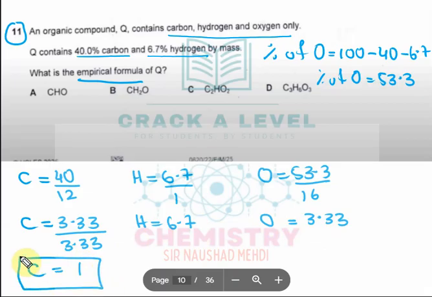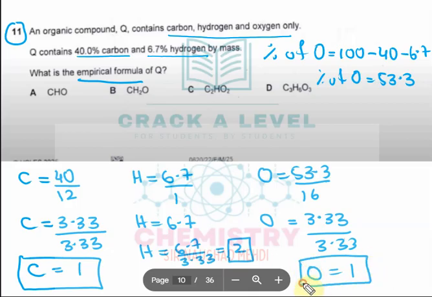So carbon, the smallest atomic ratio of carbon is 1. Hydrogen would be 6.7 divided by 3.33, which is about 2.01. So if we round it off, you'll get a whole number atomic ratio 2. And then again, oxygen would be 3.33 divided by 3.33, so you'll be getting 1. So the empirical formula is C1H2O, CH2O. So option B is the correct answer.